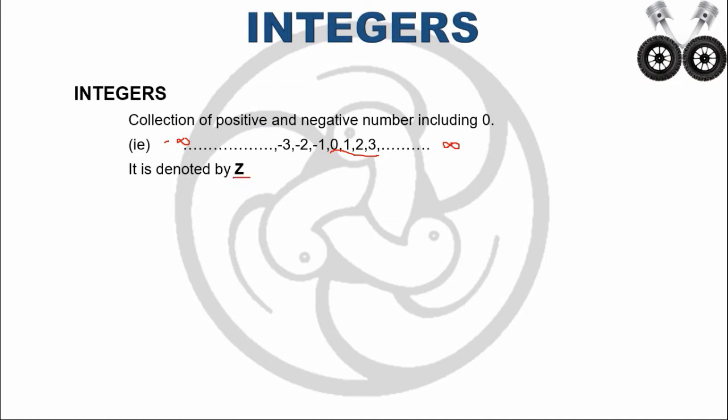Why is it denoted by a capital Z? The word integers comes from the German word Zahlen. Zahlen means numbers. So from that German word it is denoted as Z.